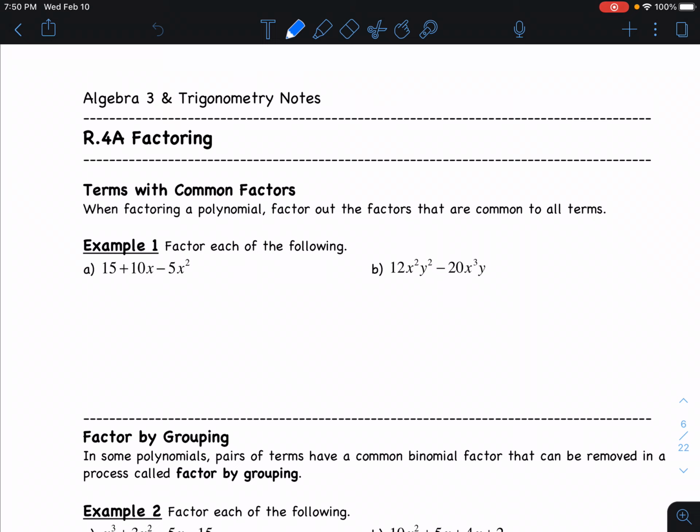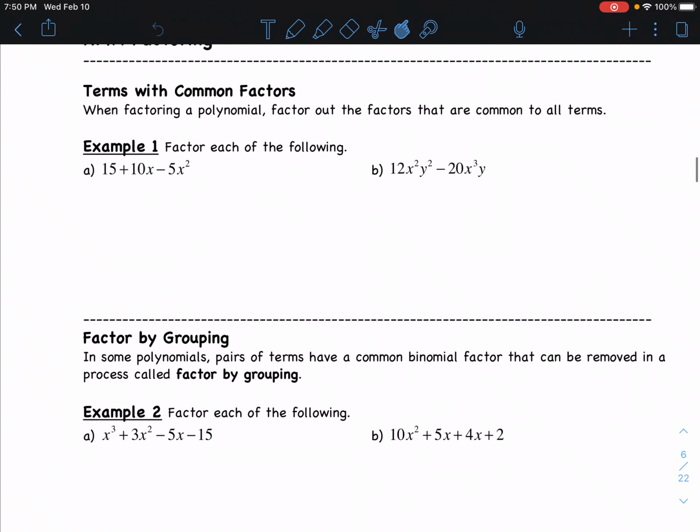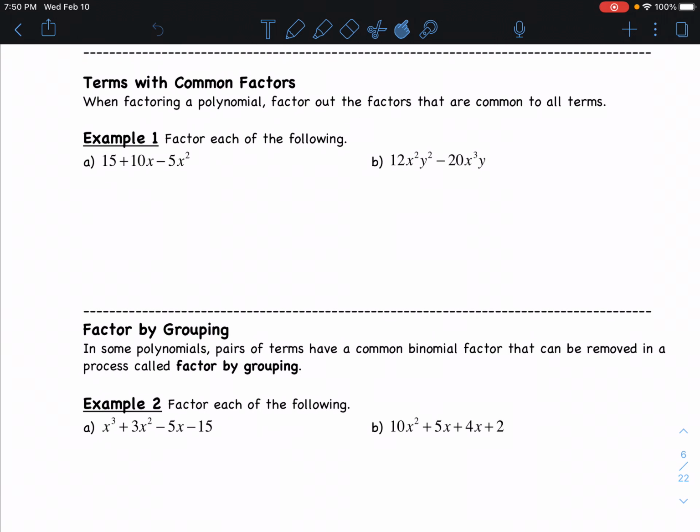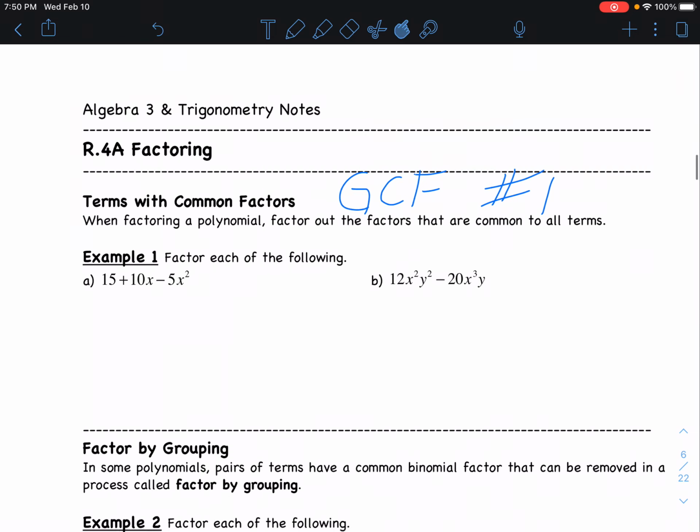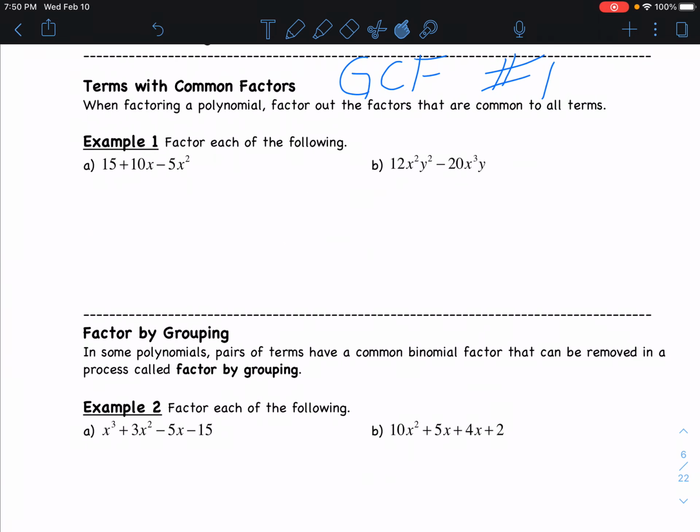Factoring is very important in algebra. So let's go over the first way of factoring, which is terms with common factors. We know this as greatest common factor. That is the number one way that we always look to factor, GCF first. Always, always, always. So when factoring a polynomial, we factor out the factors that are common to all terms.